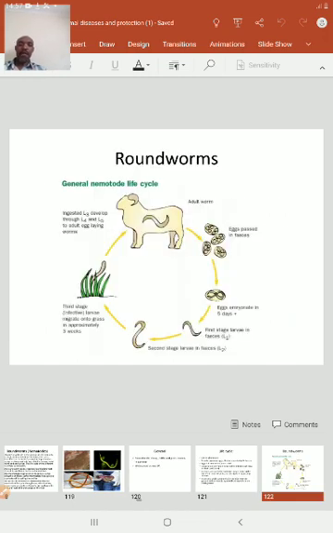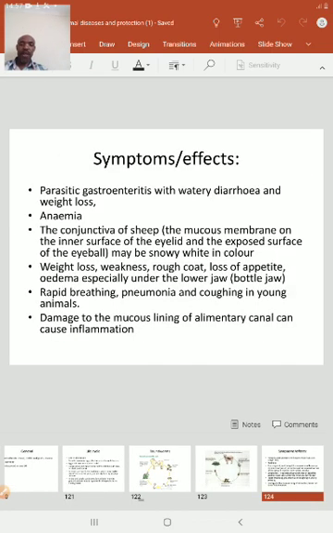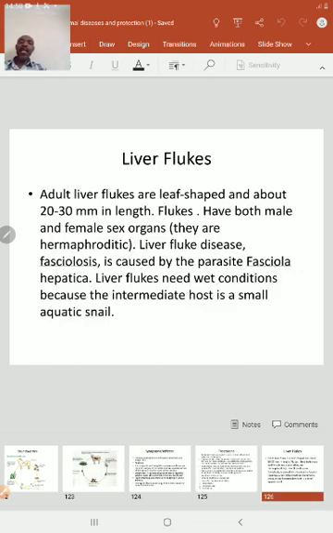The life cycle of roundworms, you can see the sheep, we put the eggs, and then we have the different larval stages up until it's eaten again. That's the life cycle of a roundworm. To treat a roundworm, you can use these drugs: albendazole or ivermectin.